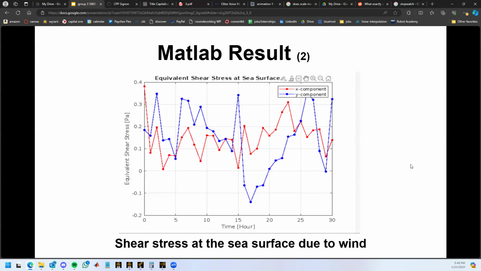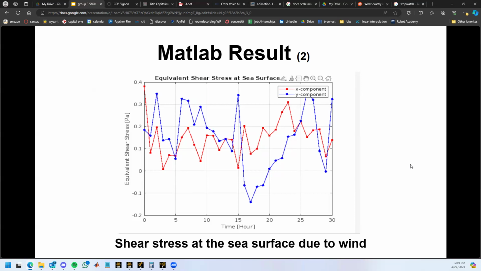Hey, last week we discussed the time of society, and this week we'll be discussing the graph of the equivalent shear stress at the sea level due to the wind. This graph showcases the components in X and Y. You can clearly see that both components show a clear pattern of fluctuating over the 30 hour period, indicating the variability in shear stress due to changes in wind speed and direction.